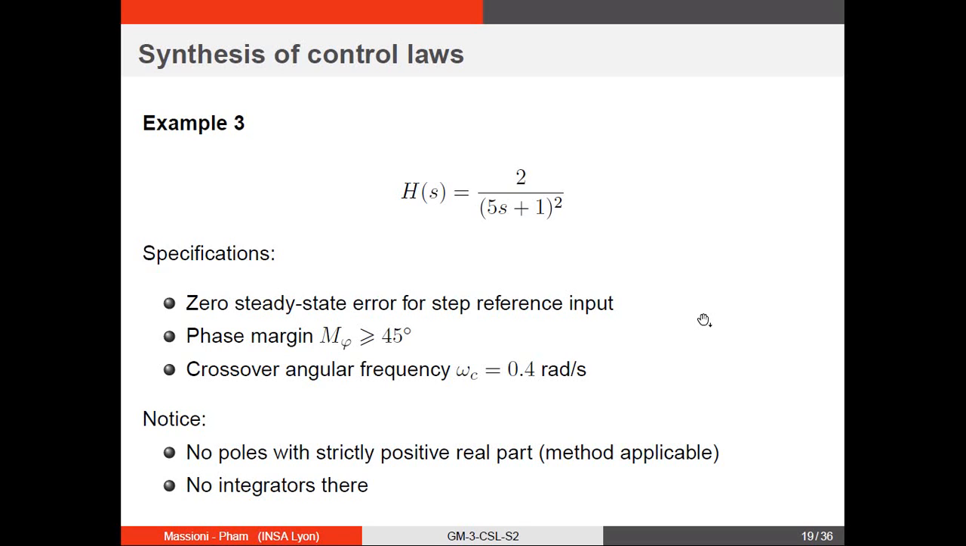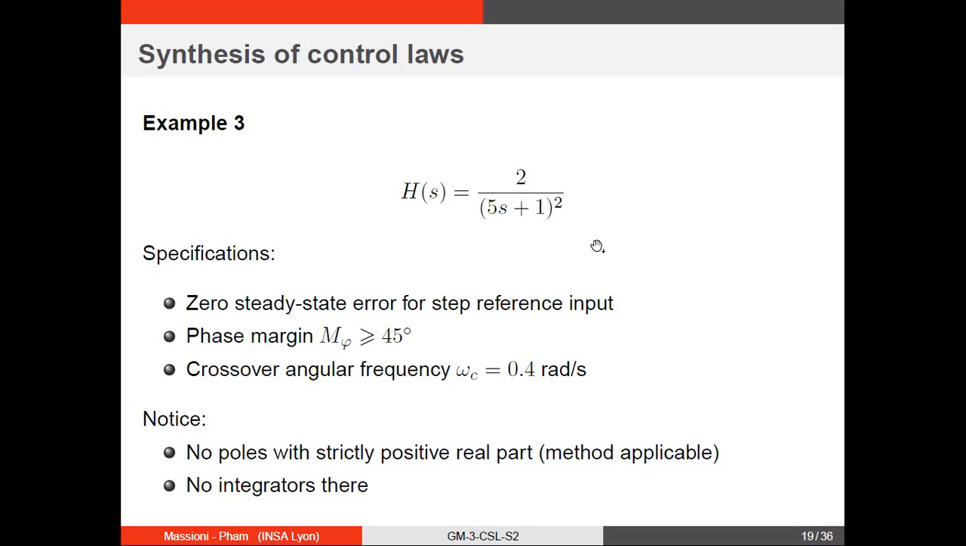second. Notice that differently from the last case, we do not have a pole in 0 over there, so no integrators in the loop, but we have a pole with negative real part, double pole actually, which tells us that the method which we use can be used. So you can try and do it yourself if you wish, otherwise just stay tuned for the solution.